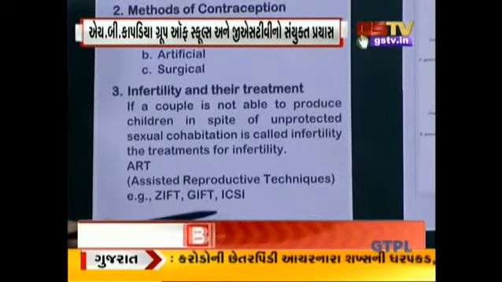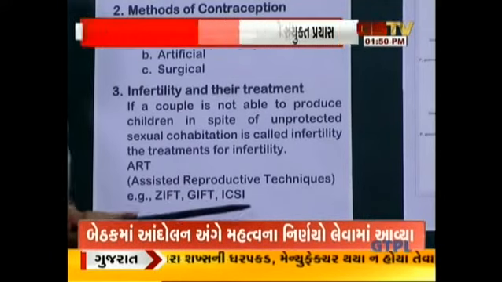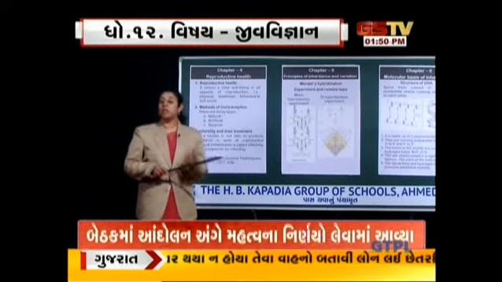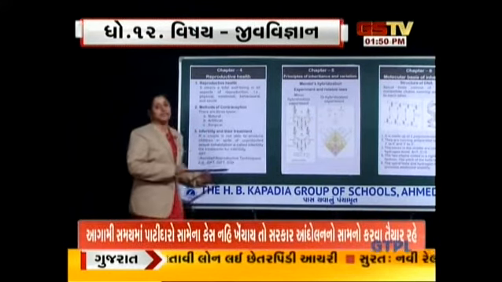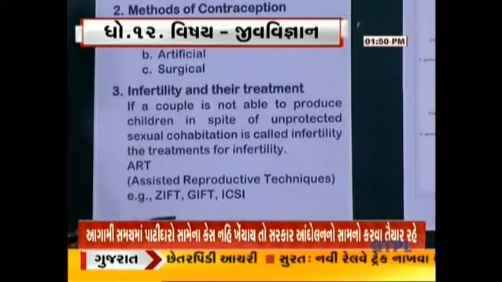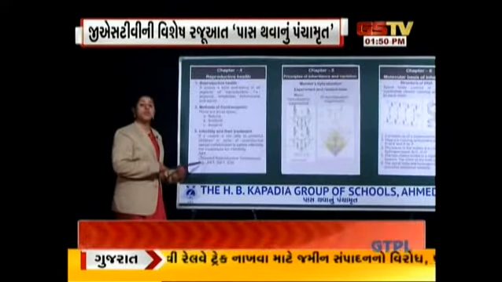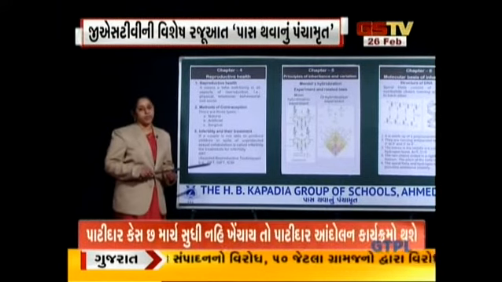Third one is called ICSI. What is ICSI? Intracytoplasmic sperm injection. In some of the males, the sperm is not able to penetrate the ovum. In that condition, they can apply this method ICSI. All these methods are very, very important. You will get MCQ and this can be asked for 3 marks. Write a short note on the different methods of contraception.